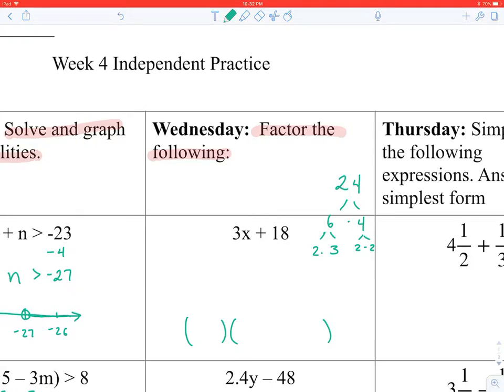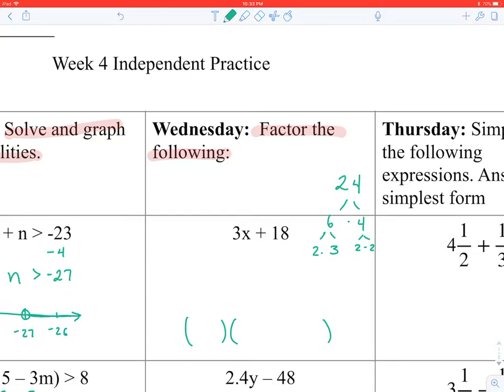So our answer should include two sets of parentheses, because if we do the distributive property, whatever number we put in here, we can distribute or multiply into the other expression to give us back our original number. Just like if we did 6 times 4, we'd go back to 24.